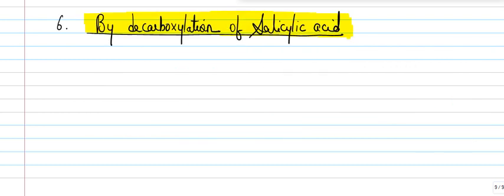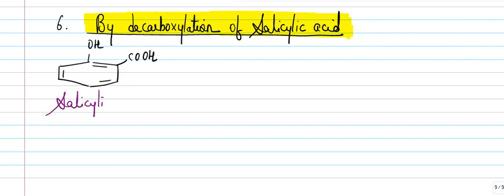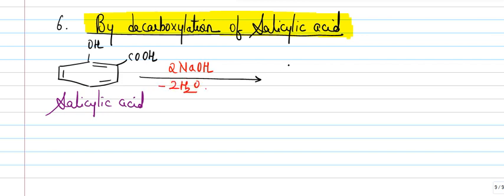Okay, the next method of producing phenol is by decarboxylation of salicylic acid. You know, salicylic acid has one OH group and one COOH group. It can also be called 2-hydroxybenzoic acid. Now this salicylic acid can first be treated with 2 moles of NaOH, which would convert both of these groups into the corresponding sodium salts. So this becomes O minus Na plus, and this becomes COO minus Na plus.